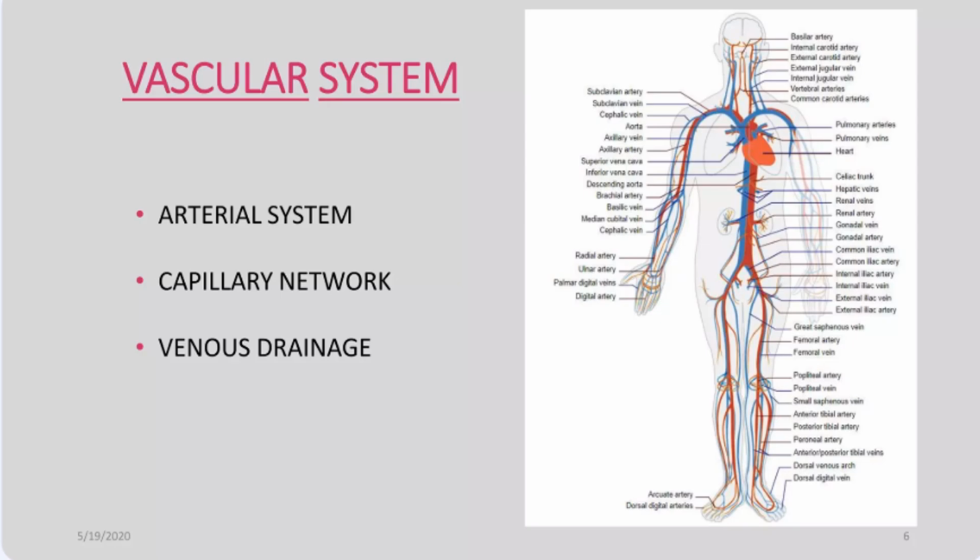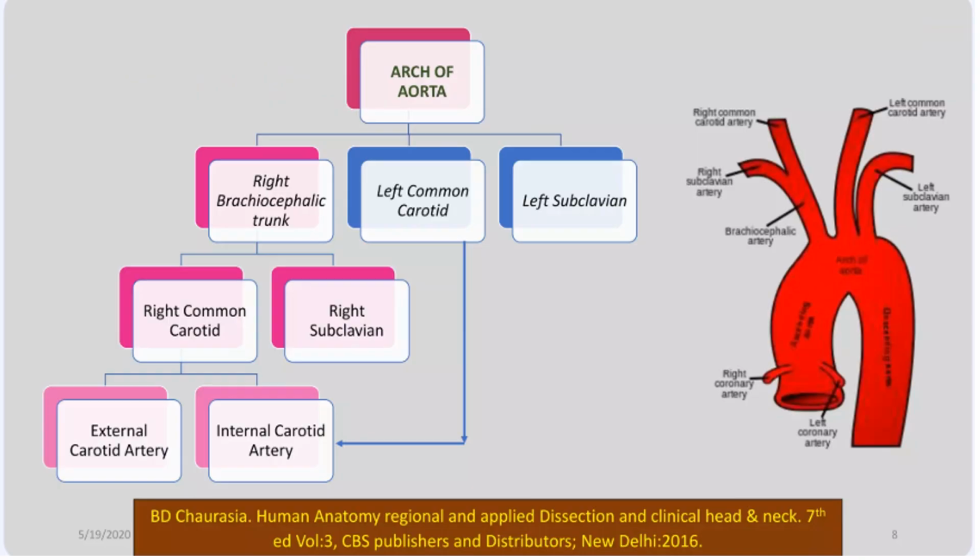The vascular system of the body includes the arterial system, capillary network, and the venous drainage. The arterial system carries the oxygenated blood from the heart to all other parts of the body, and venous drainage is the return of the deoxygenated blood from all over the parts of the body back to the heart. And the capillary network is the connection between the arterial and the venous system, which helps in exchange of the blood.